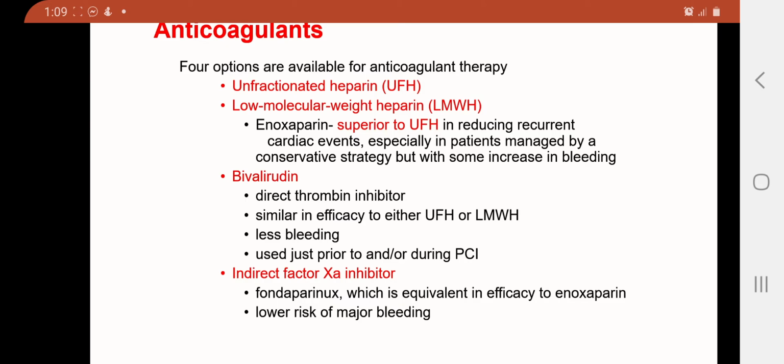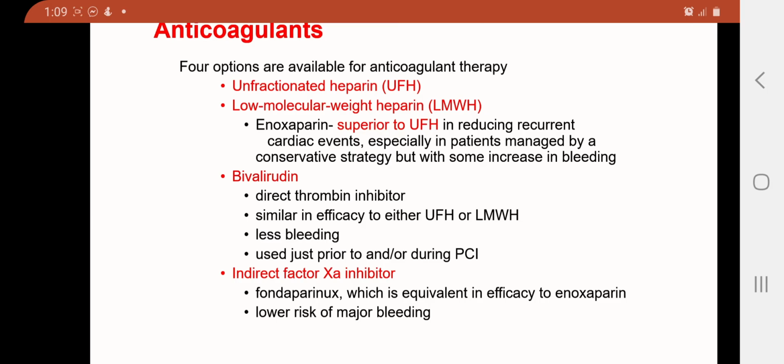So, what are the options, or what are your anticoagulants? Your unfractionated heparin and low molecular weight heparins. For the low molecular weight heparins, enoxaparin is superior to unfractionated heparin in reducing recurrent cardiac events, especially in patients managed by conservative strategy, but with some increase in bleeding.